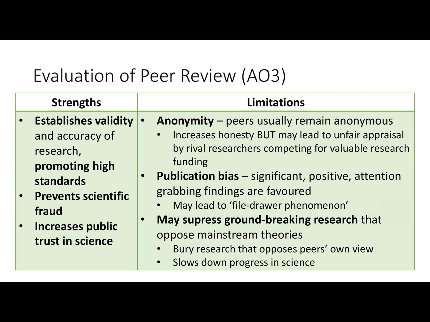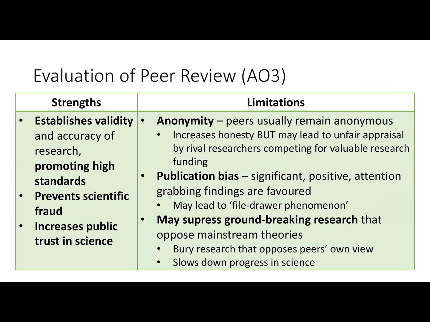However, there are some issues. There might be some conflicts of interest. So, for example, the peer review process is anonymous. So the academic journals are the ones who decide on the peers who will scrutinize the research. And this can create some conflicts of interest.